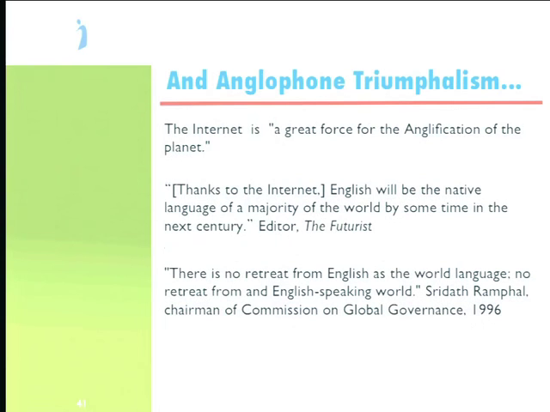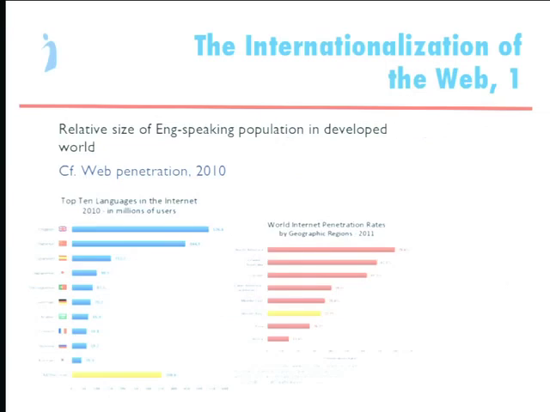The editor of The Futurist says English will soon be the native language of the majority of the world by some time in the next century, thanks to the internet. Someone else in 1996 said there's no retreat from English as the world language, no retreat from an English-speaking world. This is just going to happen now. Everybody's going to want to speak English thanks to the internet and so on and so forth. Well, over the ensuing decade or 15 years, it turns out that the English dominance decreases.